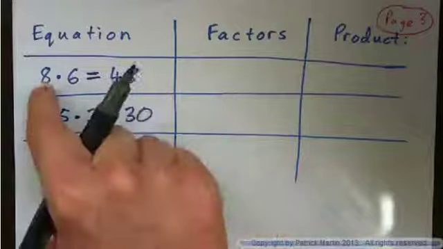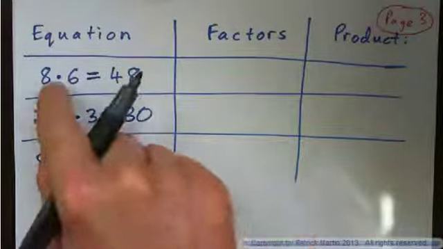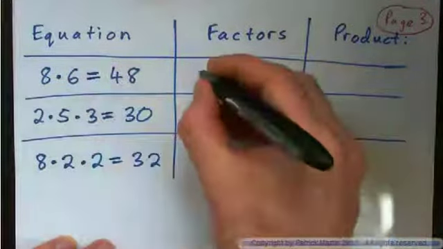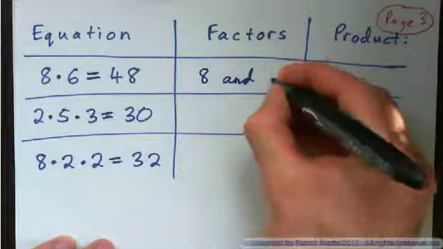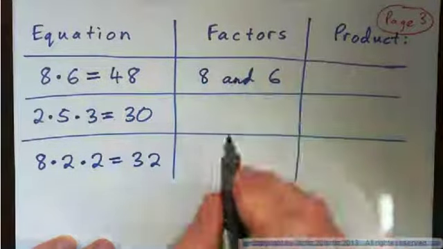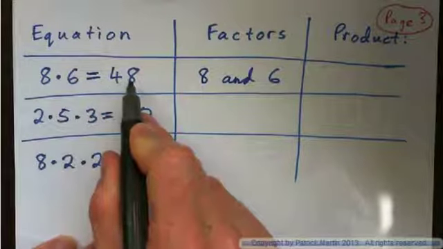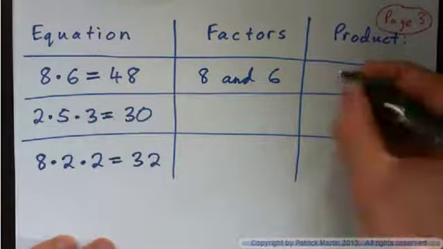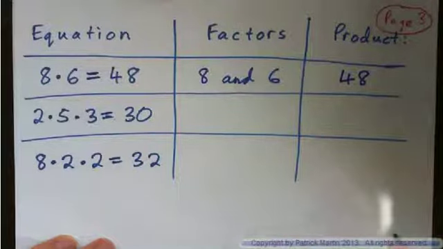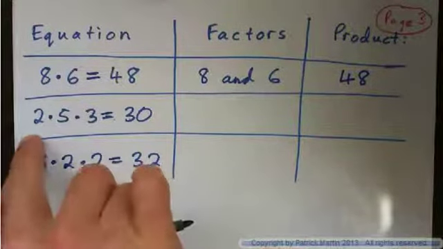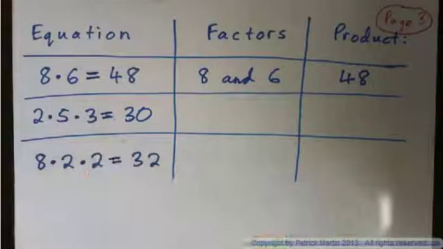In this equation, we have 2 factors and 1 product. 8 times 6 equals 48. The factors are 8 and 6. The product is the answer to this multiplication. And the answer is 48. So the product here is 48. Simple as that. In this equation, what are the factors?